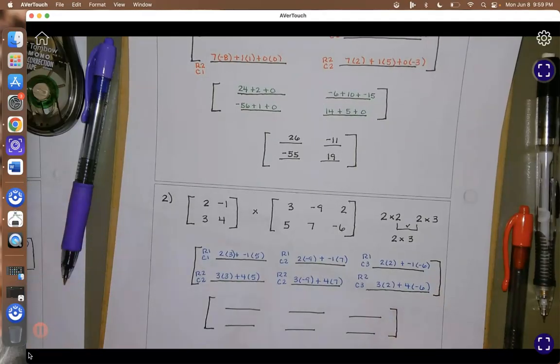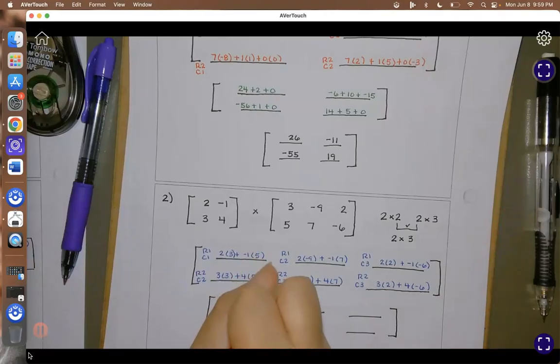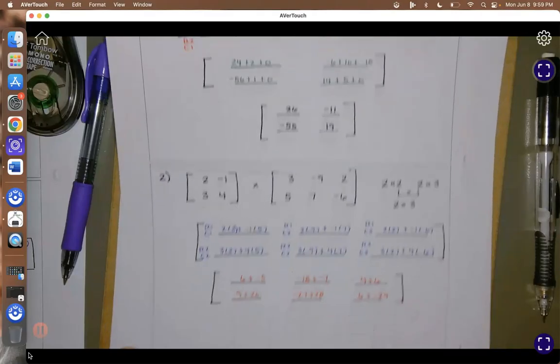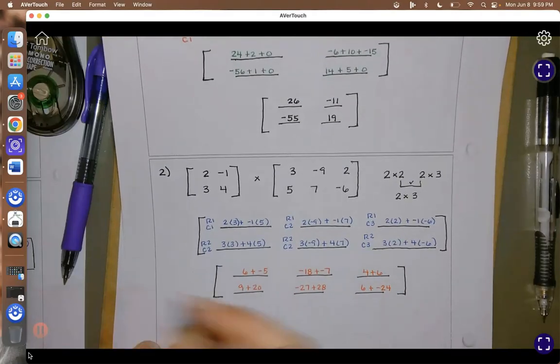All right, so here we go. This is going to be 6 plus negative 5. This is going to be negative 18 plus negative 7. This is going to be 4 plus 6, 9 plus 20, negative 27 plus 28, and 6 plus negative 24. So now we just have to do the easy math.